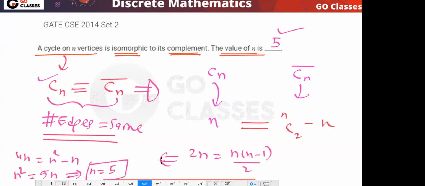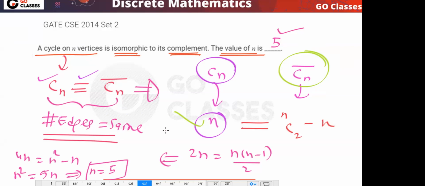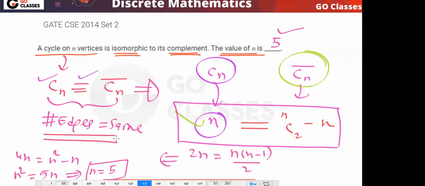The question is saying that a cycle is isomorphic to its complement, means this Cn is isomorphic to Cn complement. If two graphs are isomorphic, their number of edges will be the same. Number of edges in Cn will be n, and the number of edges in Cn complement will be nC2 minus n. So now you can just put them equal, and you will get n equal to 5.